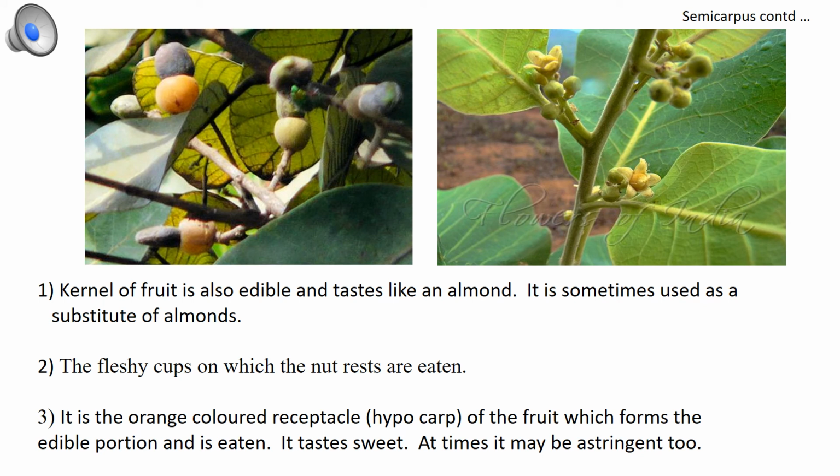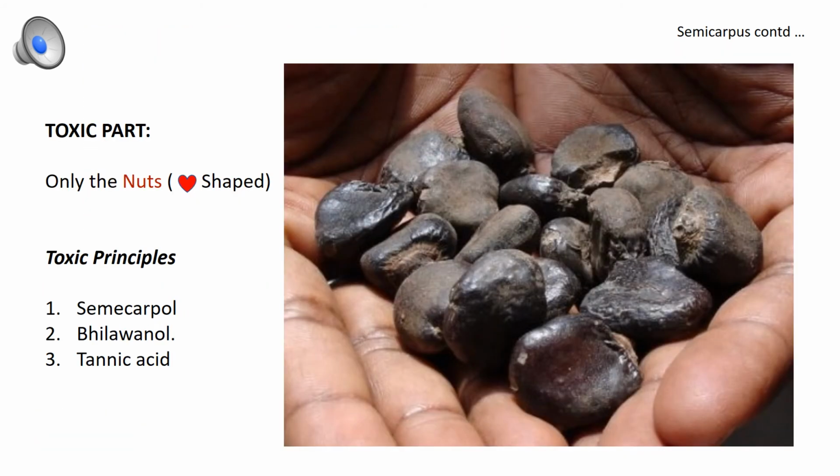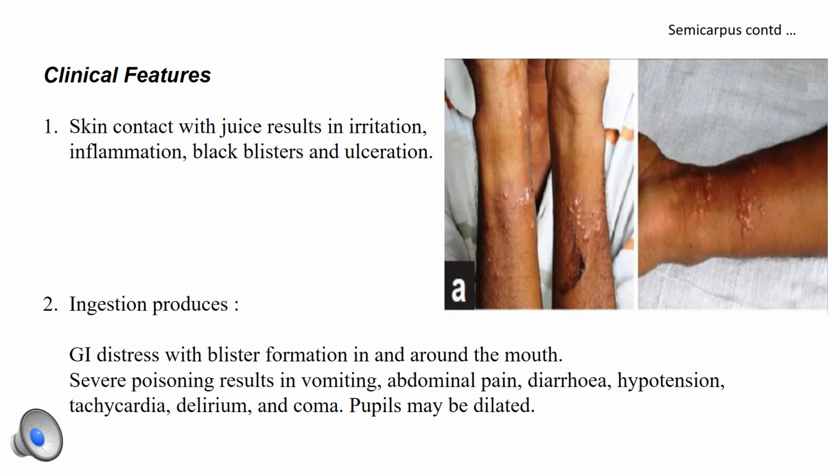So this is the kernel or the fruit of the Semecarpus anacardium tree. Okay, and it's usually used as a substitute for almond. It can be eaten, but the nut is the seed, which is the poison part. So this is the seed, which looks heart shaped. The toxic principles are semecarpol, bhilawanol and tannic acid. On contact with the skin, it causes dermal irritation, blisters, ulcerations. Ingestion, same thing. It contacts with the mucous membrane. It causes GI irritation, blisters, poisoning, vomiting. Severe poisoning results in vomiting, abdominal pain, diarrhea, low BP, tachycardia, delirium, coma, and pupils may be dilated.